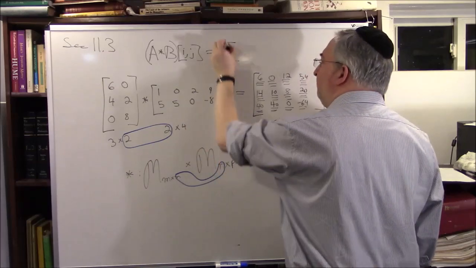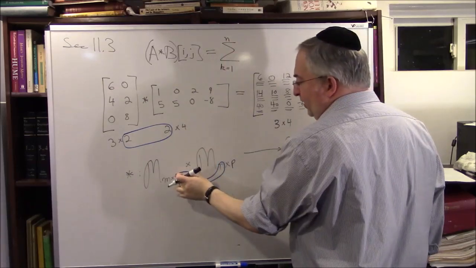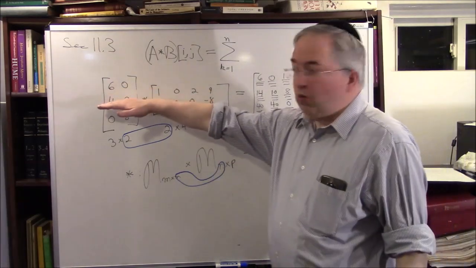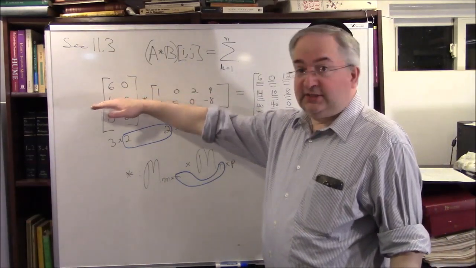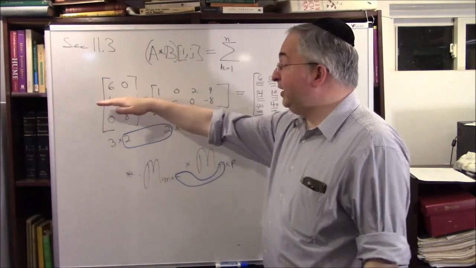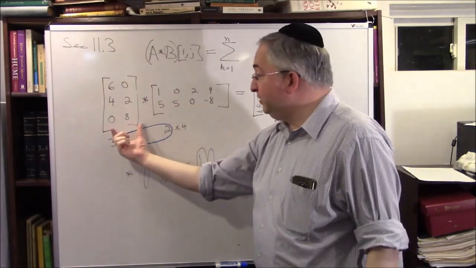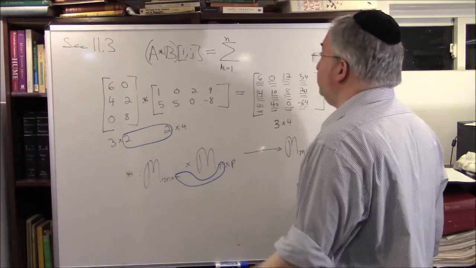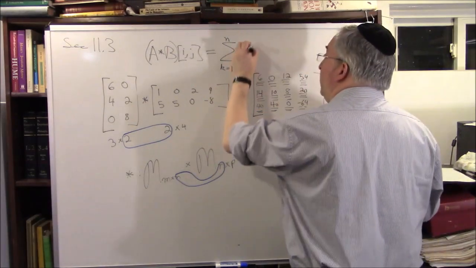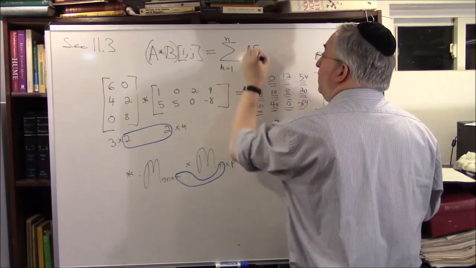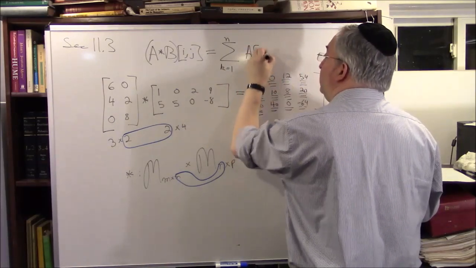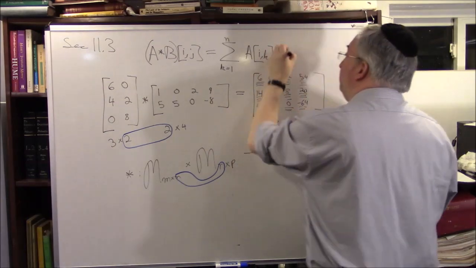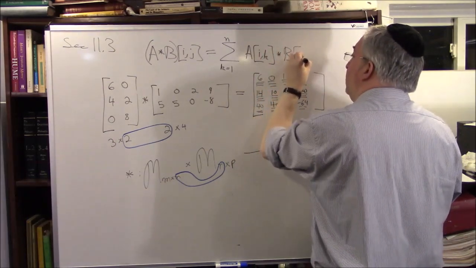One to n, because they're going from 1 to n. Now remember what we said. The number of columns in this matrix is the same as the number of rows in this matrix. So what we're going to do is A times I, comma, K times B, K, comma, J.